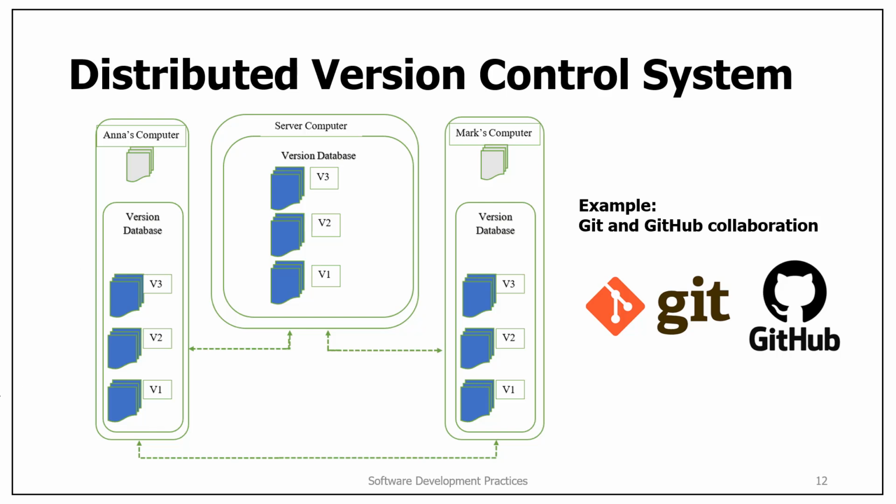You can take Anna's computer, where the operations will be carried out in Git, and the server computer you can take as GitHub. So the operations you have done on Anna's computer can be uploaded, or pushed, to the server computer. The server computer will be using GitHub, as an example.